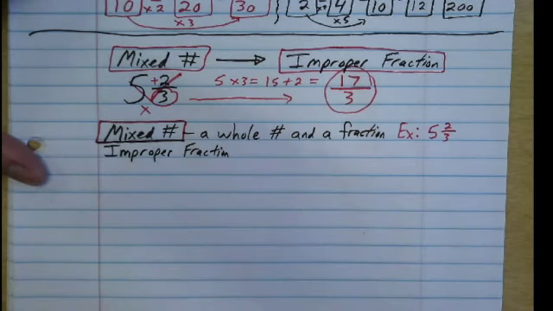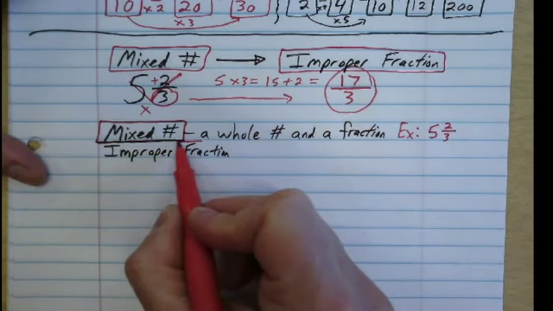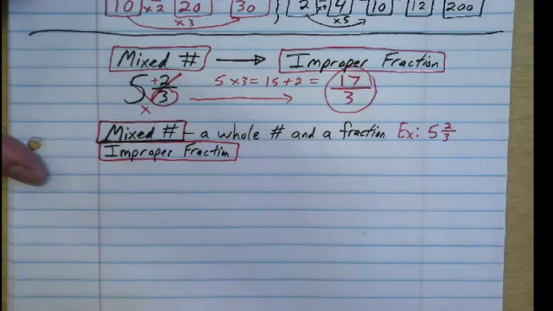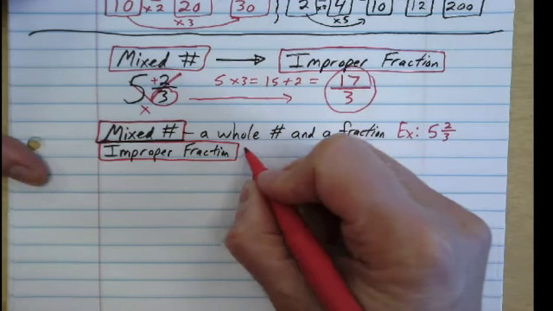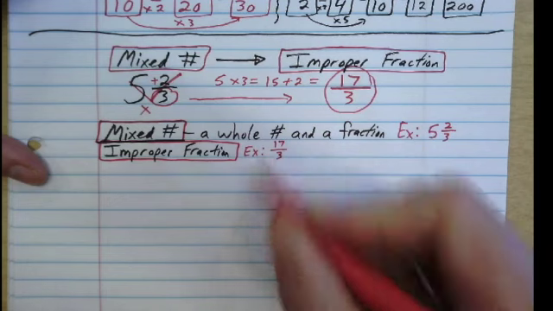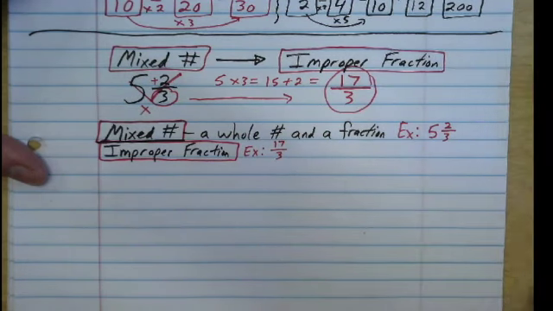An improper fraction, why is it improper? It's because the top number is bigger than the bottom number, and we don't normally leave our answers as improper fractions unless I ask you to do that. So the example I gave you of an improper fraction on this problem was 17 over 3. So why is that improper?